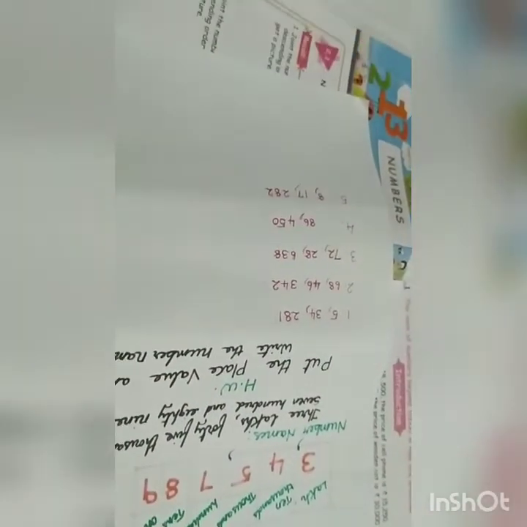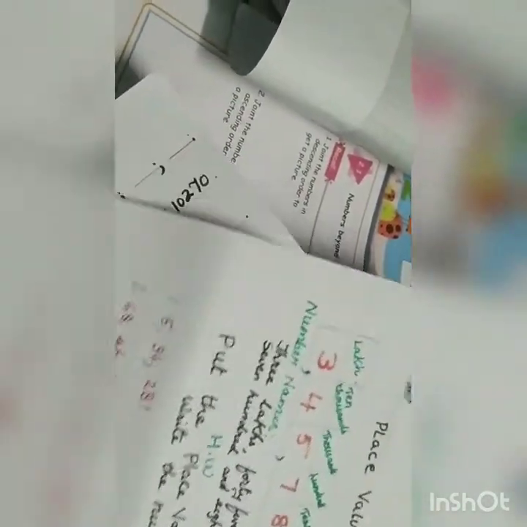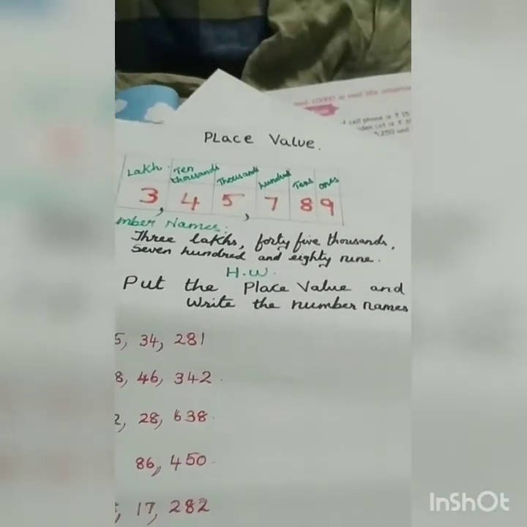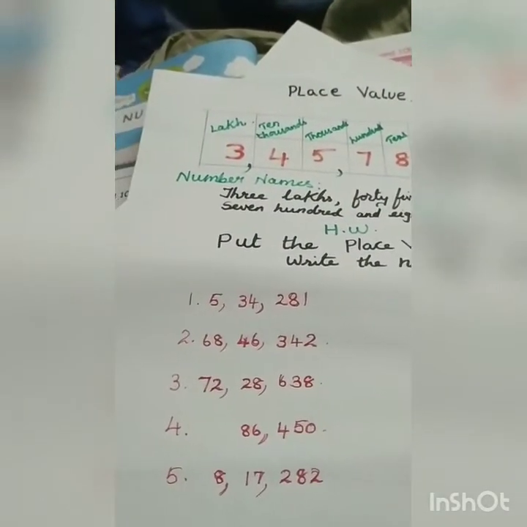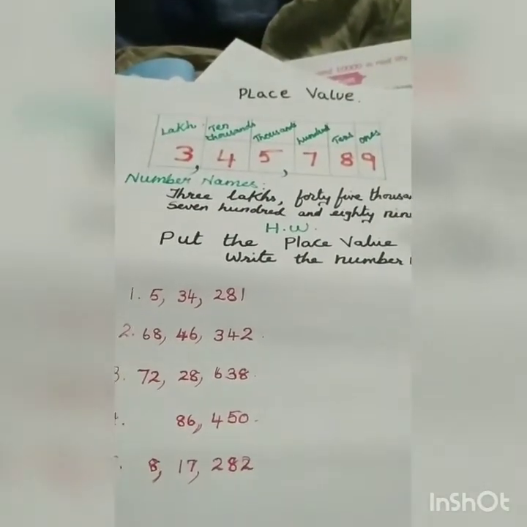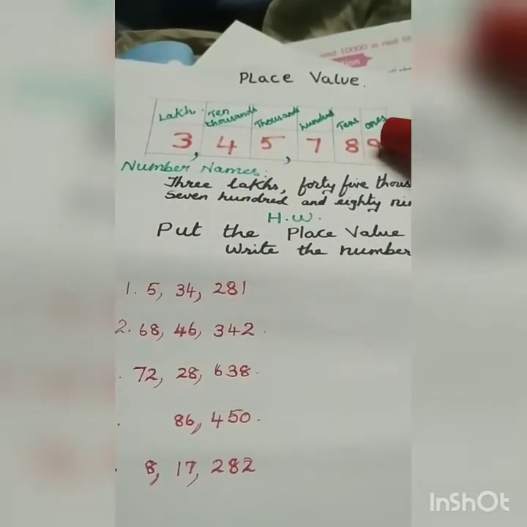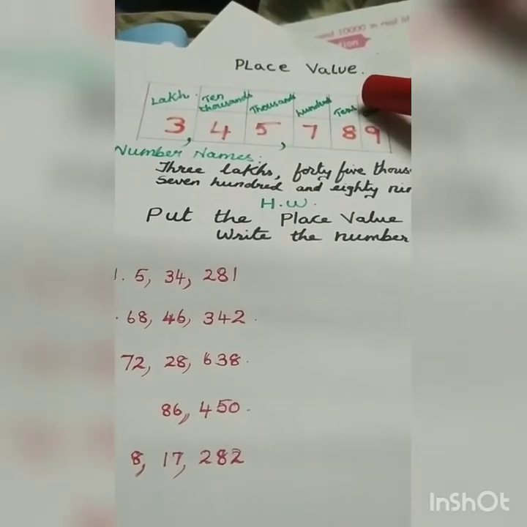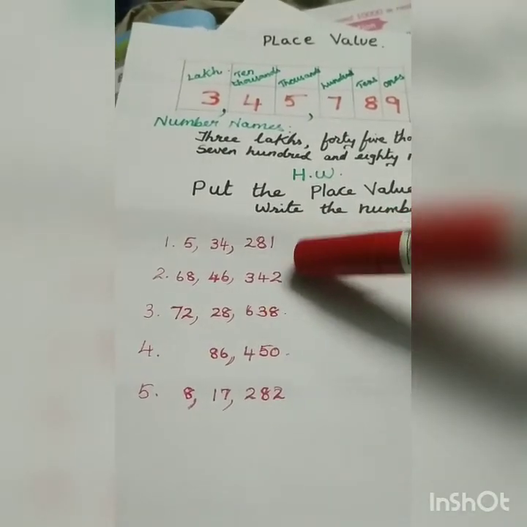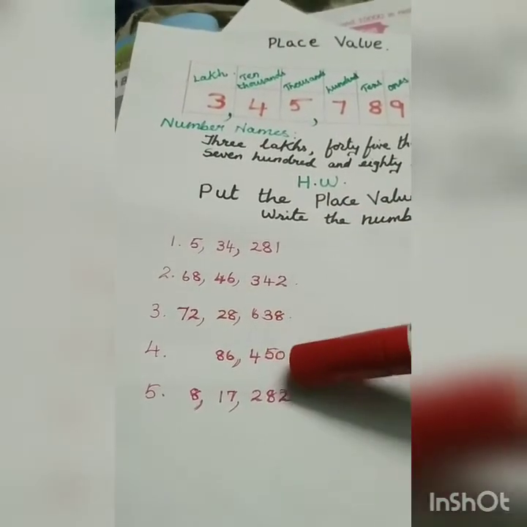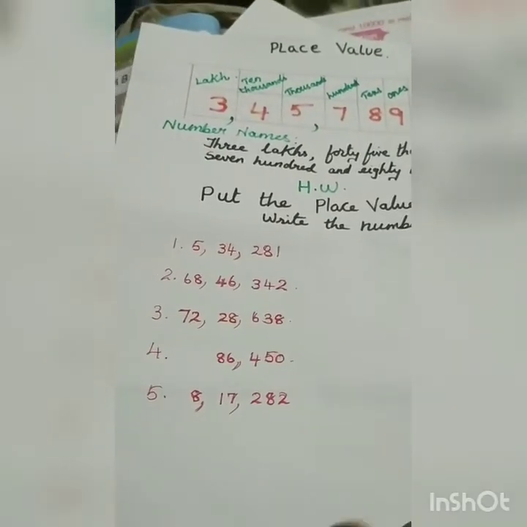Next I move on to your homework for today. I will give a screenshot of this also. How I have written the number names. See, first I started with the place value of the numbers. Put the box, write the numbers, write the place value, then write the number names. Same way I have given some homework numbers also here, just to do the sums and please forward it to me.